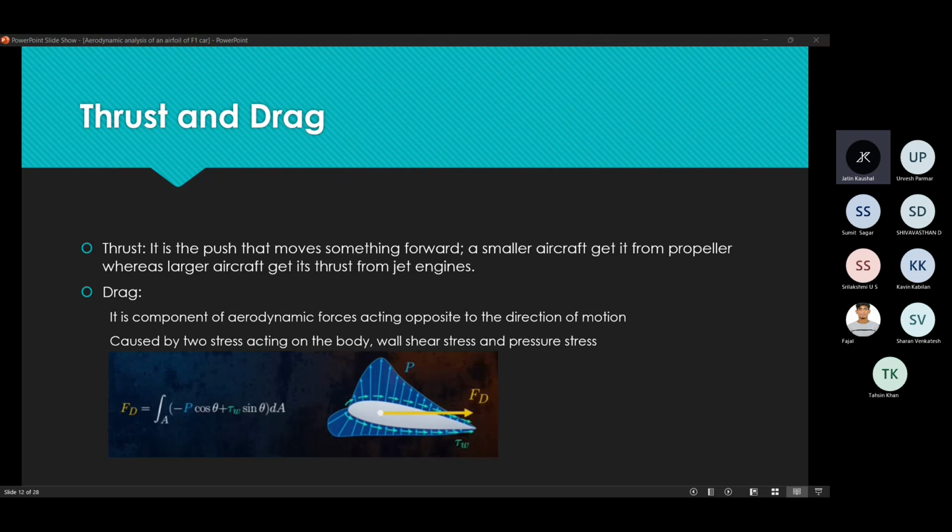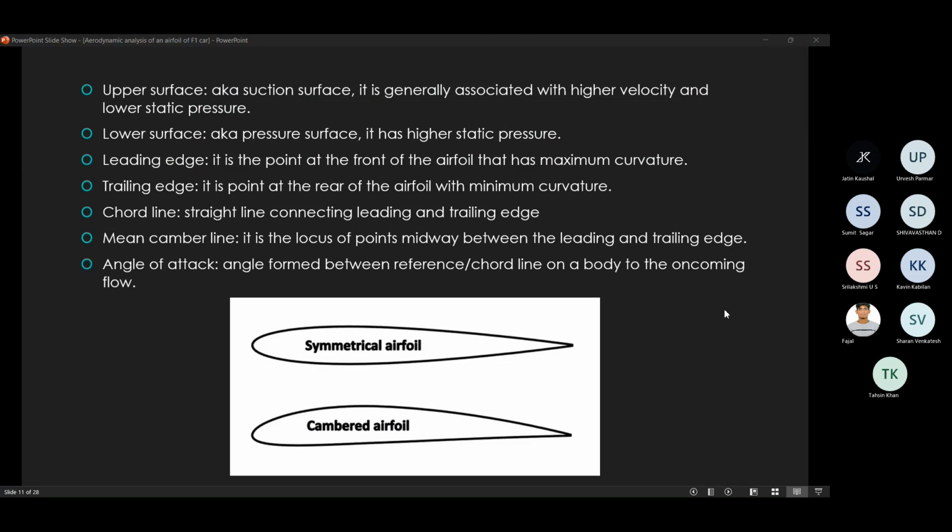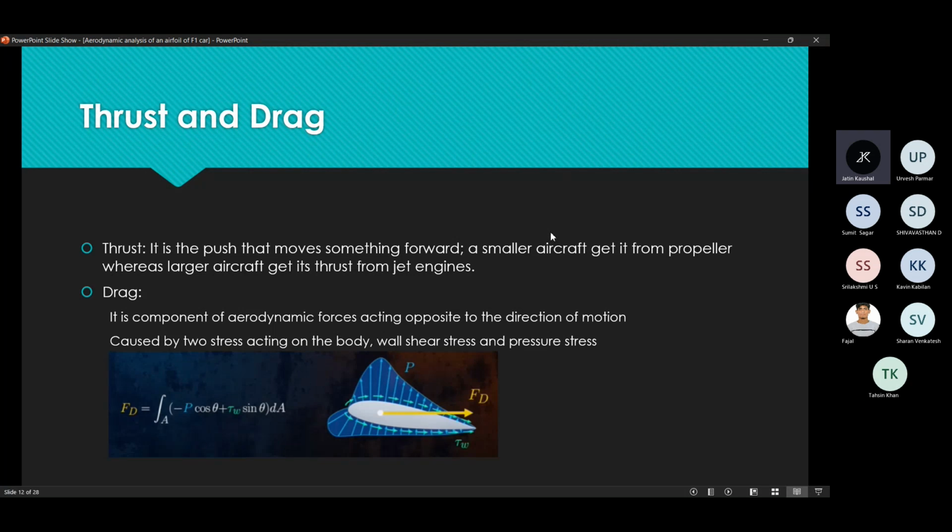Coming to the final forces, two out of the four forces that act on an airfoil: thrust and drag. What is thrust? Thrust is the push that moves something forward. A smaller aircraft gets it from the propeller, whereas a larger aircraft gets its thrust from a jet engine. So thrust is the force that pushes the aircraft in the direction of its motion.